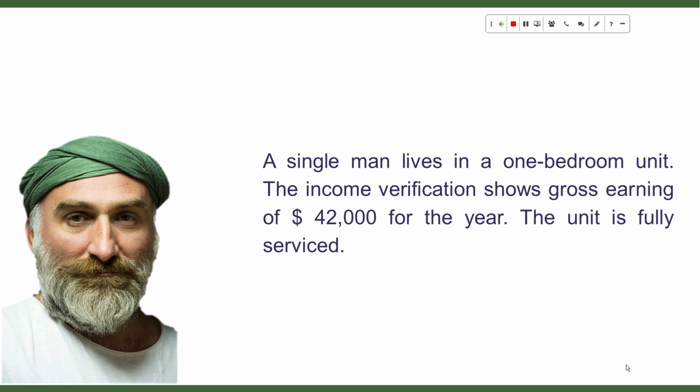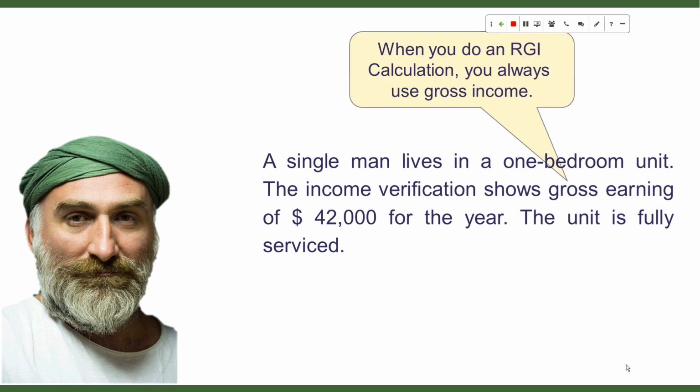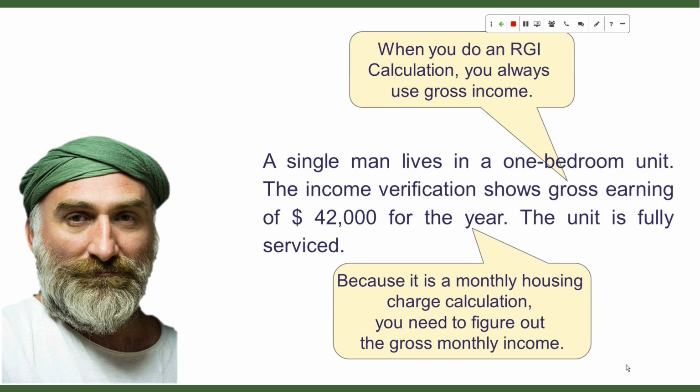When we look at this, we know that it's an annual amount, but of course the calculations are done monthly. So how do we determine what we're going to do? The first thing is that you always have to use the gross income for a 1-month period. The other thing we need to look at is that because we're charging the monthly housing charge, you need to figure out what the monthly income is. So if we look at the $42,000, we would take that and divide it by 12.